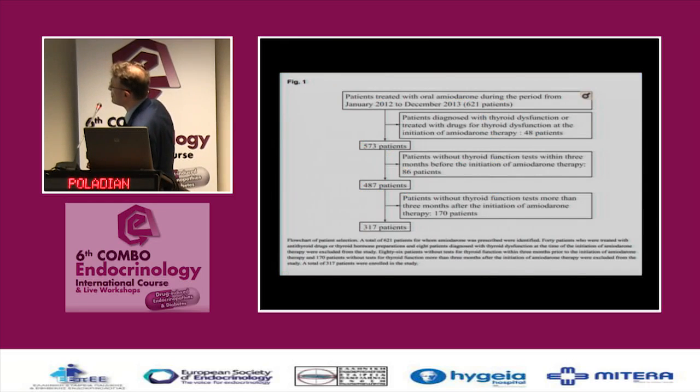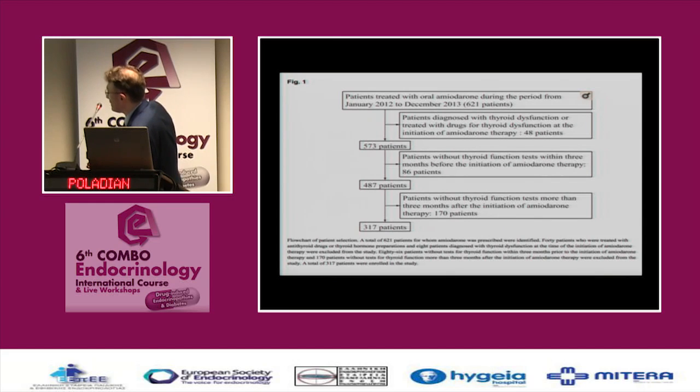Patients treated with oral amiodarone in the period 2012 to 2013 were 621 patients. These patients were diagnosed with thyroid dysfunction and treated with drugs for thyroid dysfunction before initiation of amiodarone therapy, so 48 patients were taken out. We ended up with 573 patients.